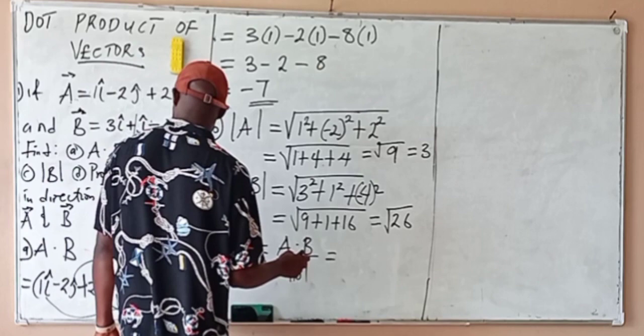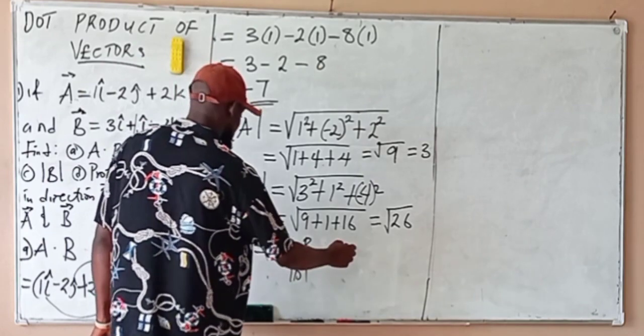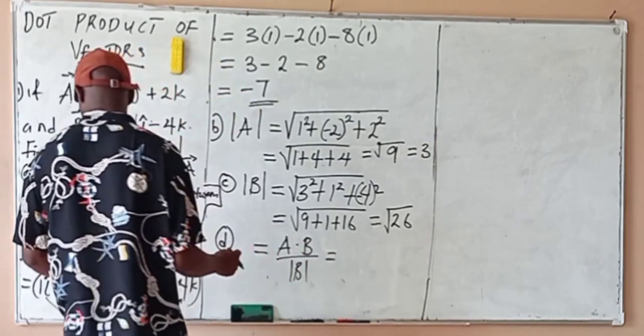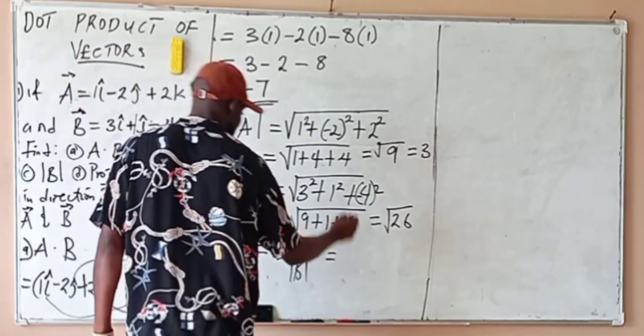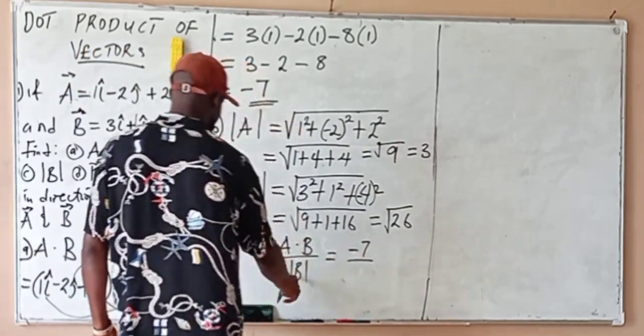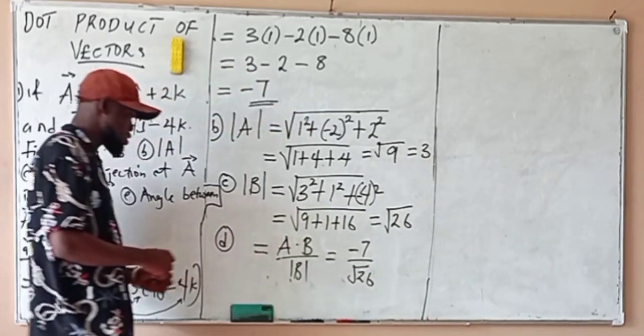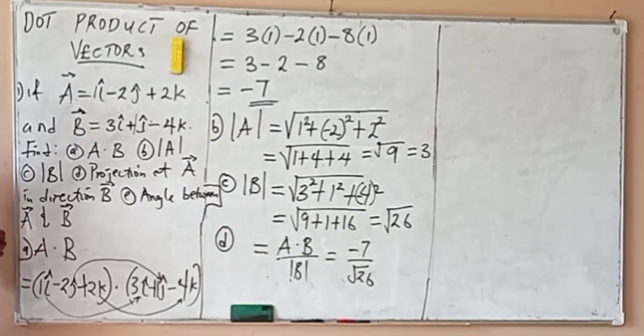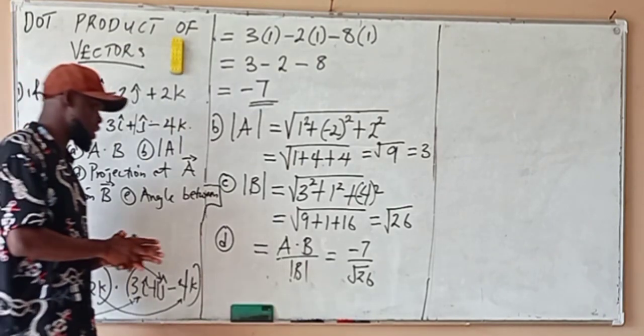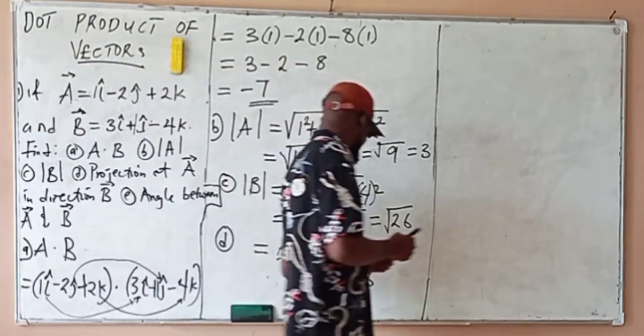So that will be equal to A dot B. We solved for A dot B, we got minus 7. Then the magnitude of B we solved, we got root 26. So that gives us minus 7 over root 26.